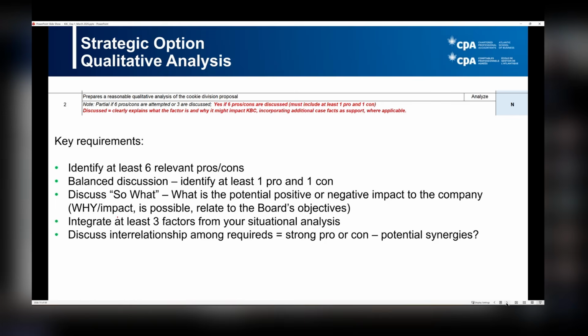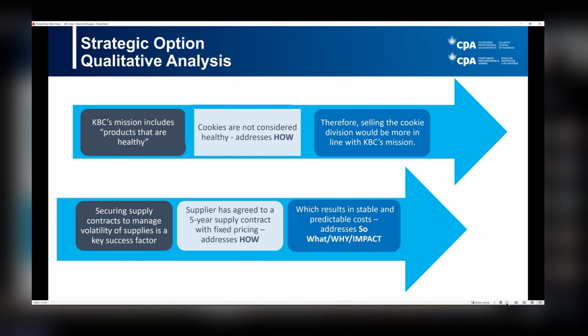Make sure that in that qualitative analysis you've included at least 3 factors from your situational analysis. And again, remember to discuss those interrelationships among the required factors. It could be a strong pro or a con. There are potential synergies. So if you end up discussing alignment with the company's vision or mission or values, you can't just simply state it's aligned. You need to answer the question and address how.